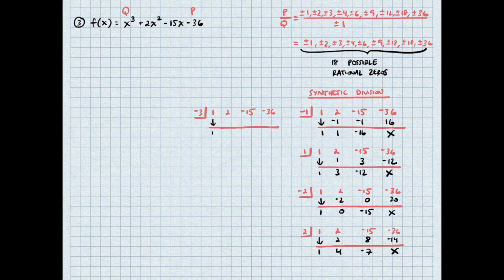Start by bringing this 1 straight down, and put a negative 3 over here. Add these to get negative 1, multiply to get positive 3, add to get negative 12, multiply to get positive 36, and finally, we get a 0 here.